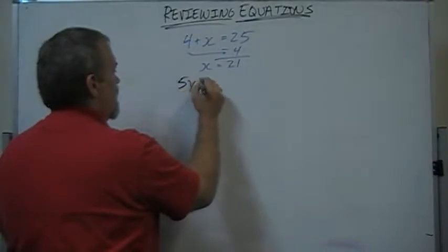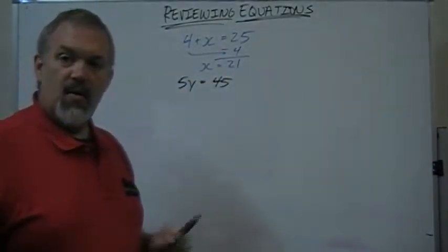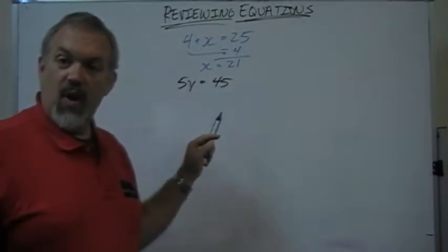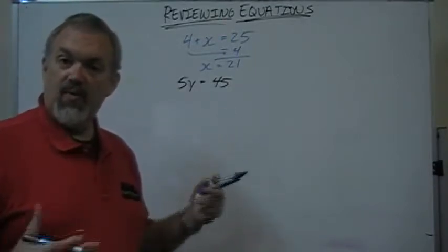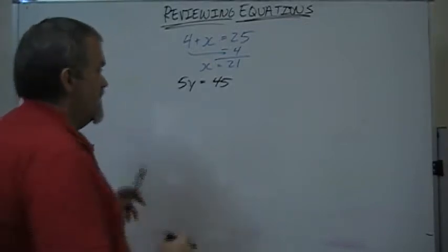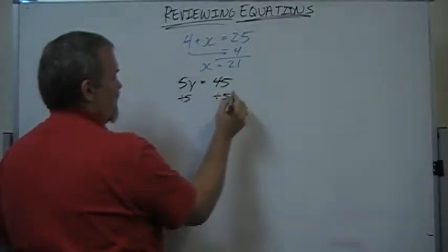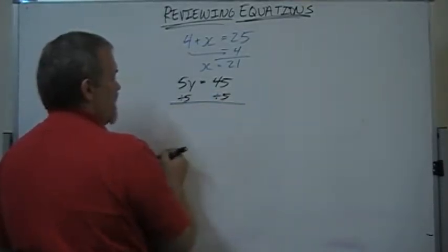5y equals 45. Now we're not adding this time, we are multiplying. So if we want to multiply, then what undoes multiplying? Dividing undoes multiplying. So what we can do is divide both sides by 5.